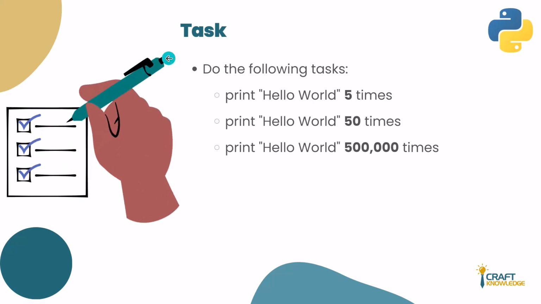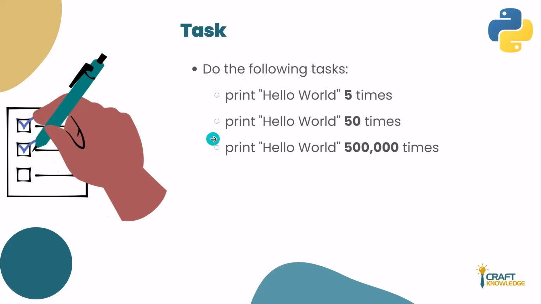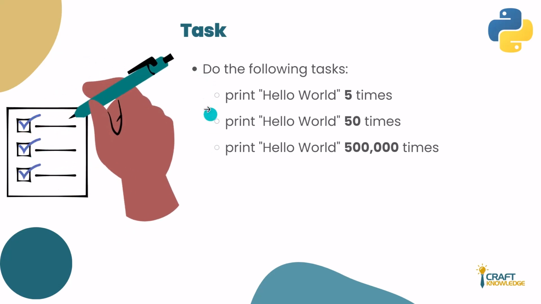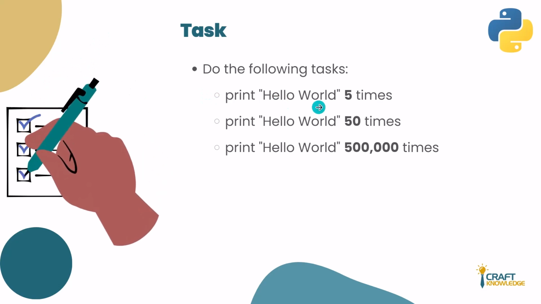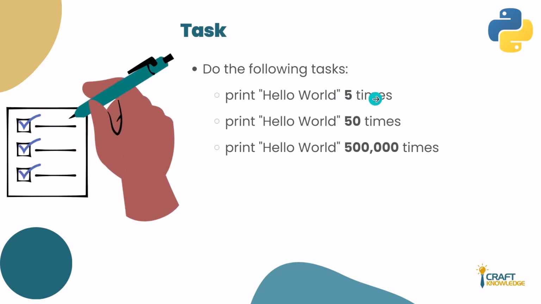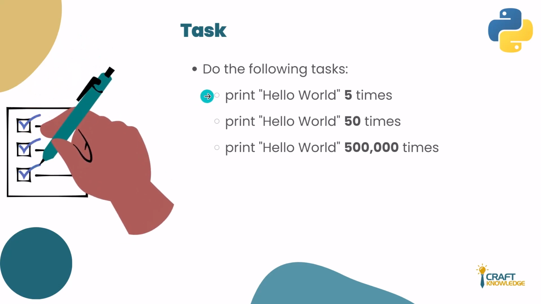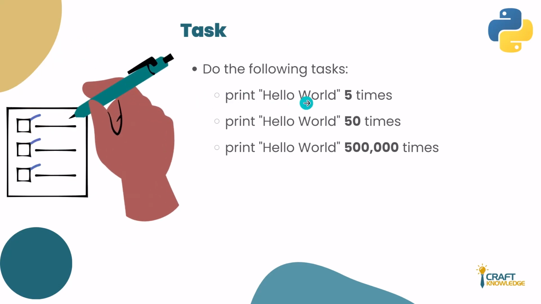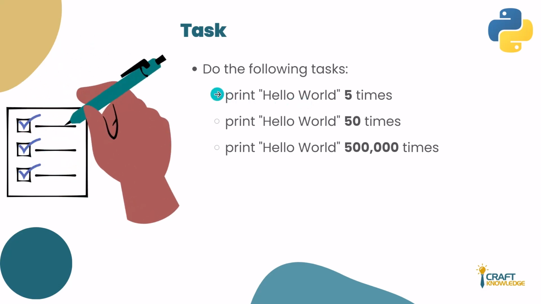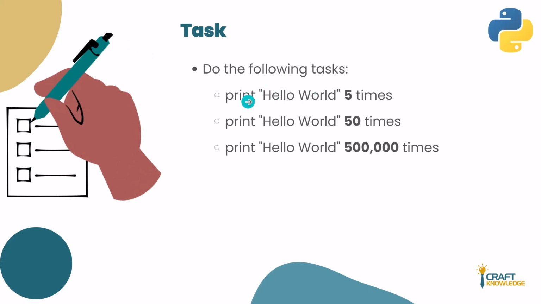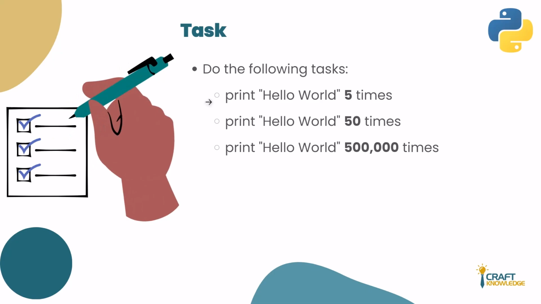Now let me give you a task, a very basic task. You have to perform the following 3 tasks, right? First of all, you have to print hello world 5 times. You can pause this video right here, go to Jupyter Notebook and print hello world 5 times. How can you do that? All you have to do is write this print hello world statement 5 times. That's it. So pause the video and go ahead, do it.